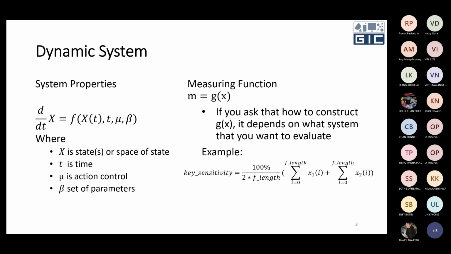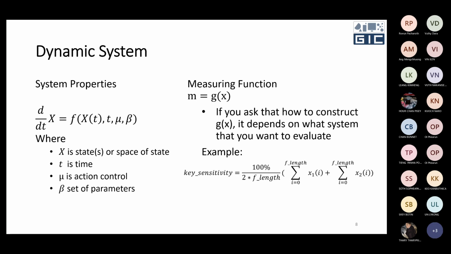And how about beta? It is a set of parameters. Normally, in order to conduct one system, you have a lot of parameters. So in this case, beta can be one or two or three or a set of parameters. For example, in order to create one soup, you have to put in a lot of ingredients. Those ingredients we call beta, because they are parameters that make something change over time to make a soup. So this is the property of the system.